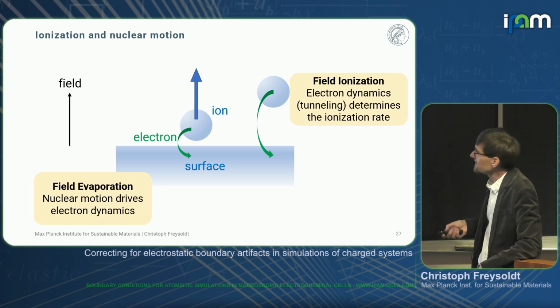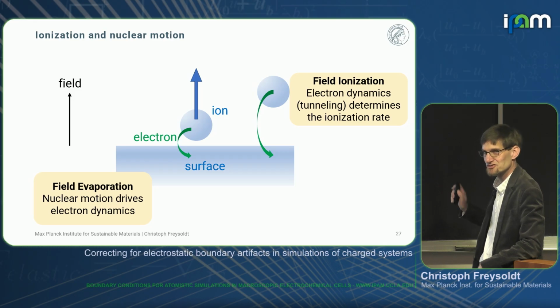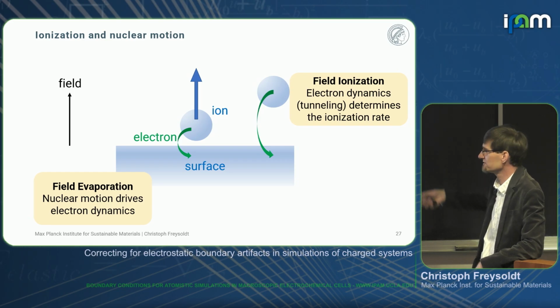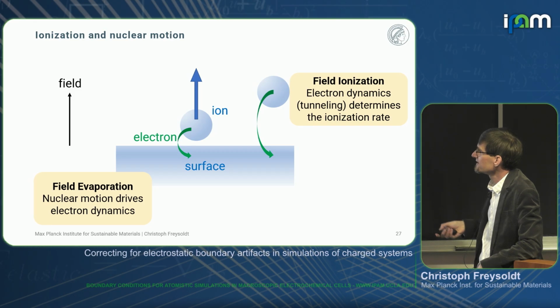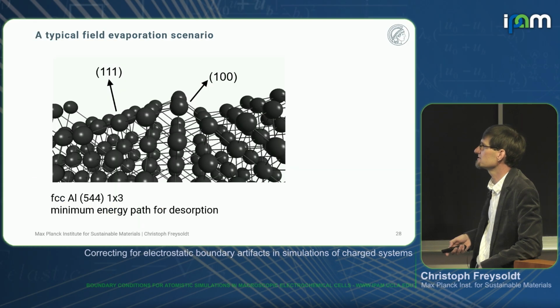There is, by the way, also an alternative mechanism where we ionize atoms which are a bit farther away. There, the electron dynamics is entirely determined by tunneling. We also have theories for this. I will not tell this, but it also requires the same type of boundary condition with very high fields. The nice thing about field evaporation is that the nuclear motion drives the electron dynamics. So we can just do a standard DFT approach in order to understand the energetics of these events.